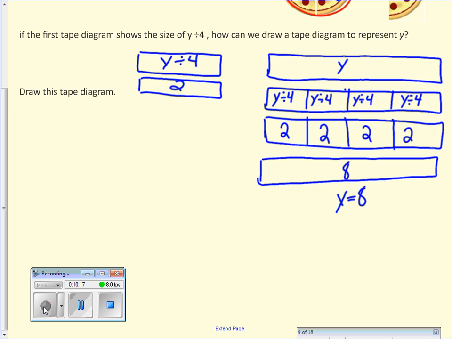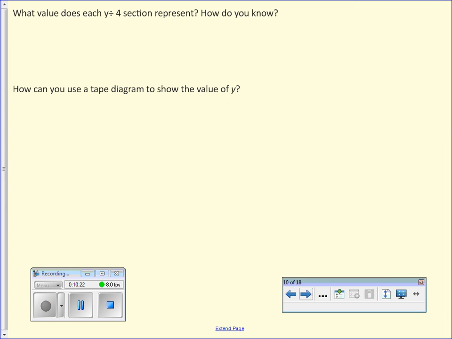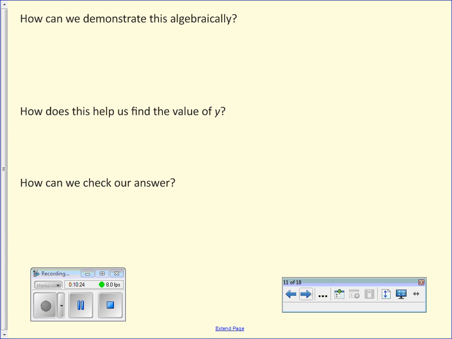Now let's solve that algebraically. So we always start by writing our original equation. Can we write it that way instead of a fraction? You can write it either way. We know that the fraction bar means division. So y divided by 4 equals 2 is the same thing either way. You can write it either way.